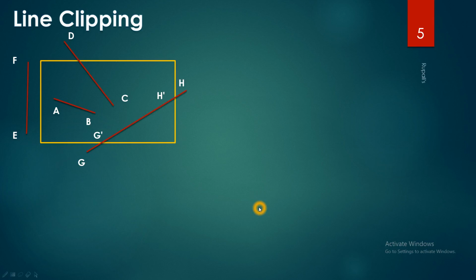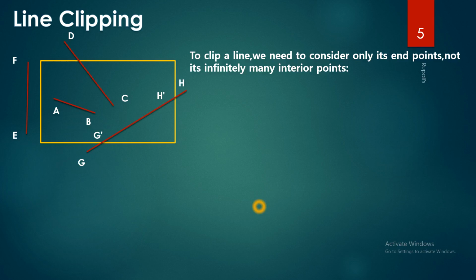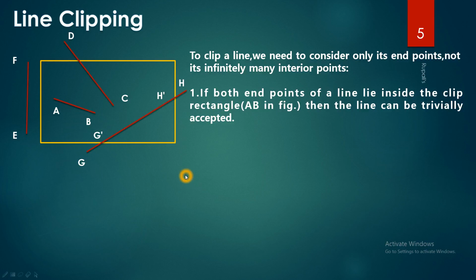Now line clipping, another topic. First case: to clip a line, we need to consider only its end points, not its infinitely many interior points. So you have to consider only the end points, not the interior points. If both endpoints of a line, endpoints A and B, lie inside the clip rectangle, then the line can be trivially accepted, because both endpoints are inside this window, so this line is trivially accepted.